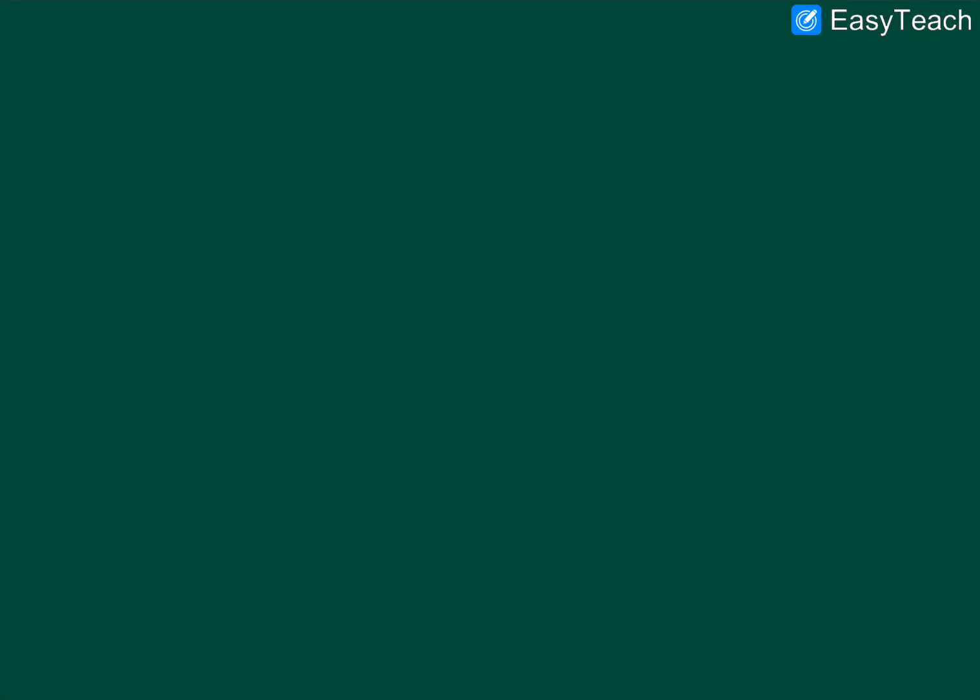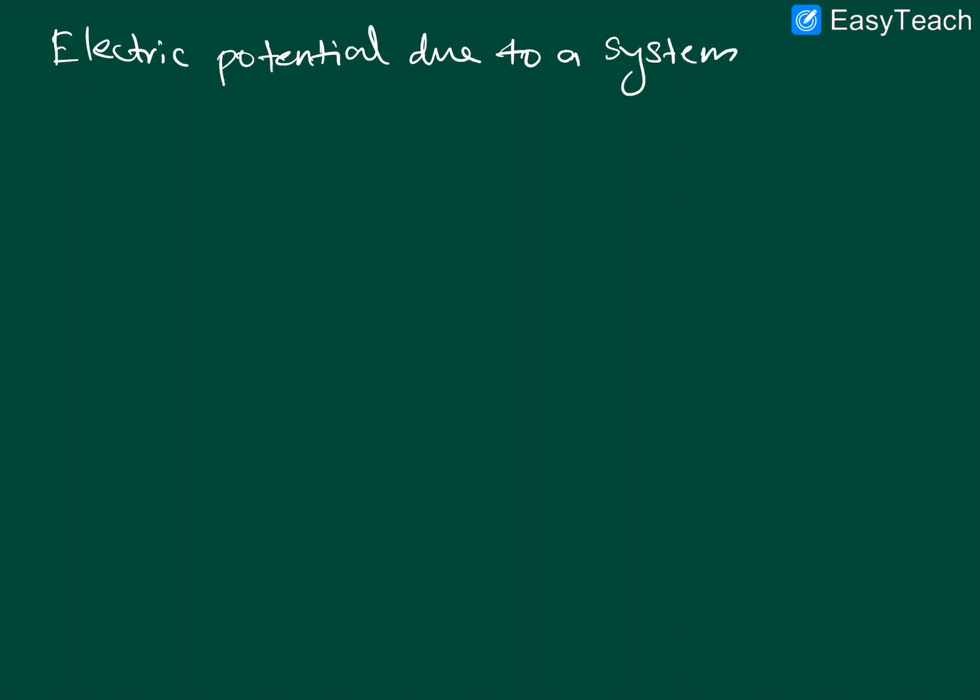Good morning, students. In this lecture, I am going to discuss a new topic in the second chapter, which is electric potential due to a system of charges. You already know what is meant by a system of charges. A system of charges means a huge collection of charges situated at different places. Due to all these charges, we are going to find the electric potential at a point.